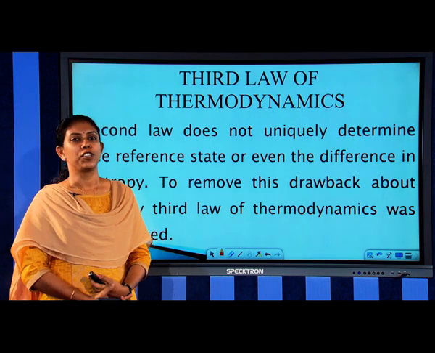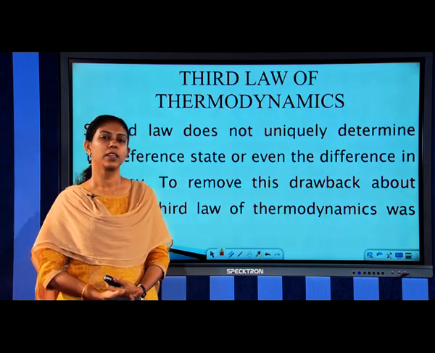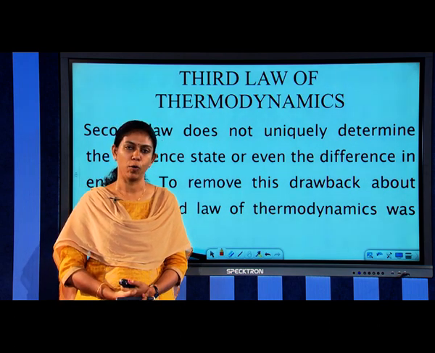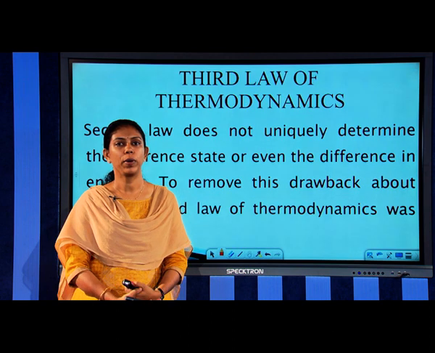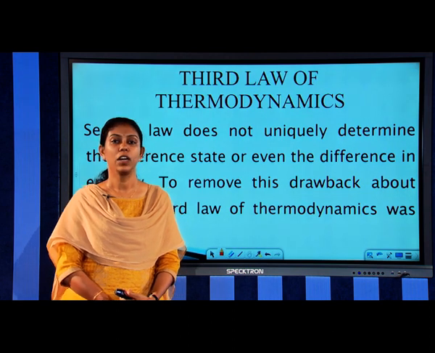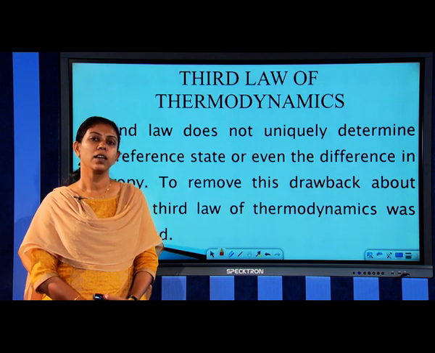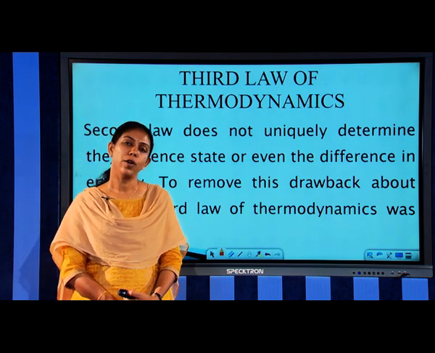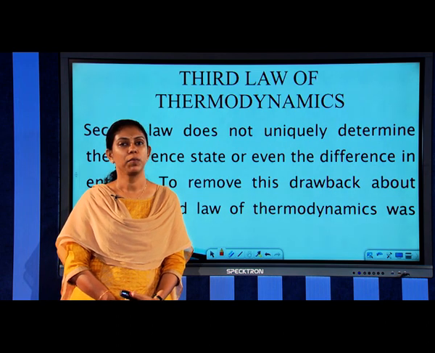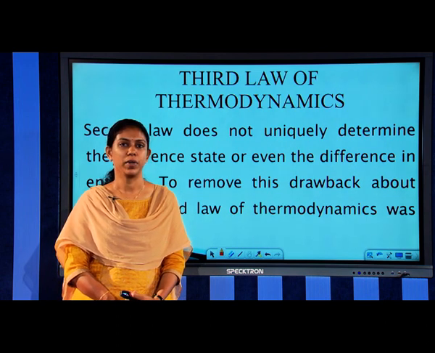Let me conclude the session. Today we discussed the properties of the thermodynamic function entropy, the changes of entropy in the Carnot cycle and in reversible and irreversible processes, then the connection between entropy and available energy. Lastly we came to the third law of thermodynamics.